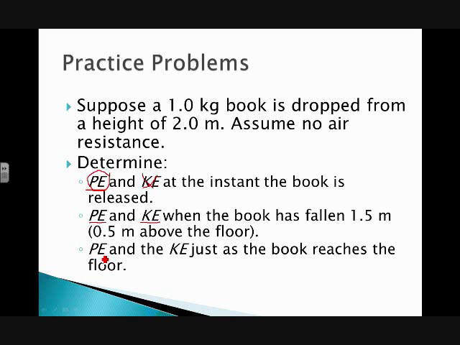The last part, the potential energy and the kinetic energy just as the book reaches the floor: basically, when it's at the floor it has no height, so the potential energy is 0. Which means the kinetic energy has to be from all the initial potential energy. And so that's one way of viewing this problem.